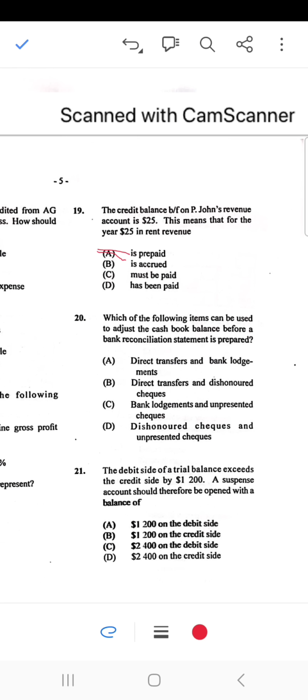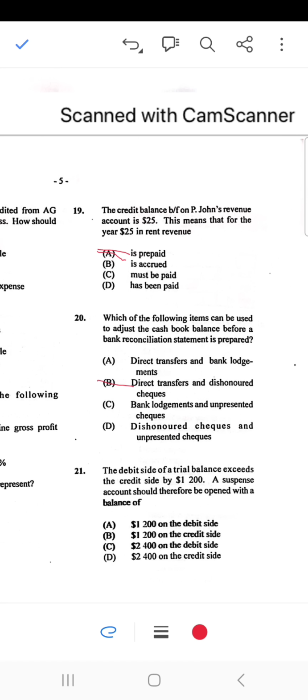Number 20, which of the following items can be used to adjust the cash book balance before a bank reconciliation statement is prepared? So if you see late lodgements or bank lodgements or unpresented checks in the answer, then it's not it. So it can't be A, it cannot be C, it cannot be D. It has to be, well, B.